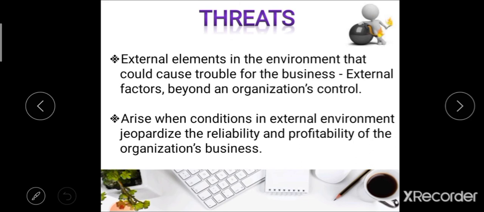Okay, so these threats can cause harm to that particular business organization. They are external factors beyond an organization's control. That means threats are uncontrollable because they are external factors, whereas weaknesses can be controllable because they are internal factors. Threats arise when conditions in the external environment jeopardize the reliability and profitability of the organization's business.